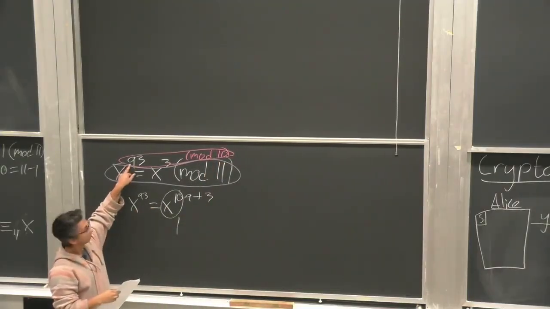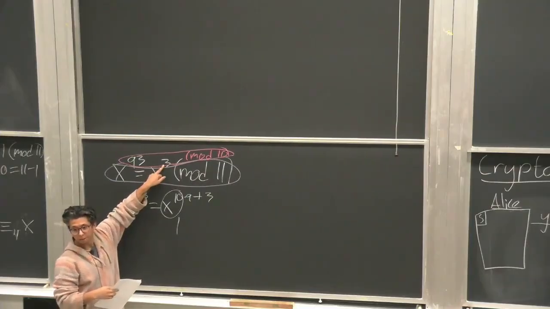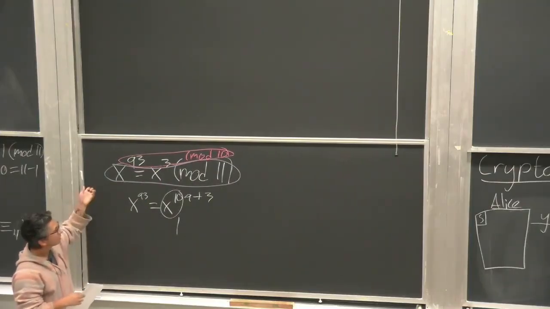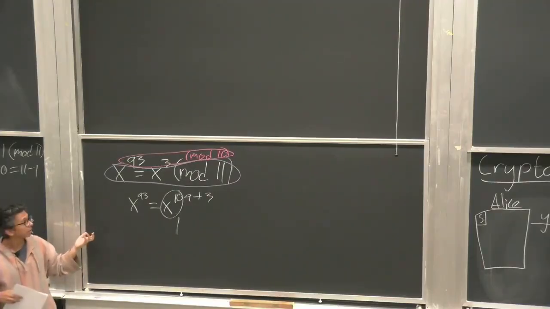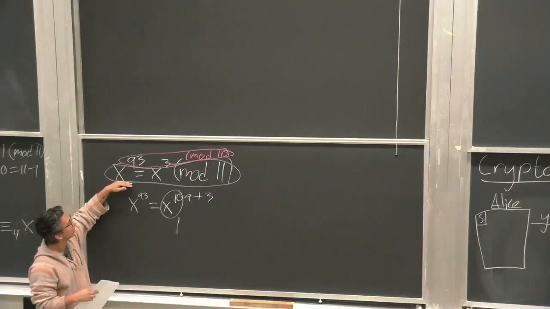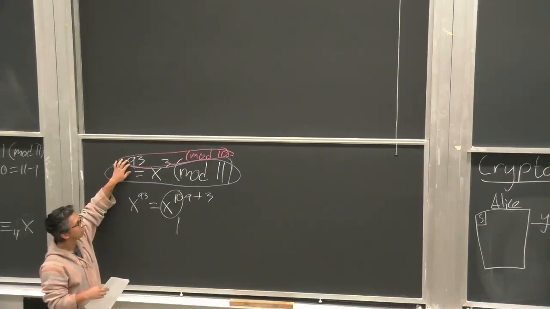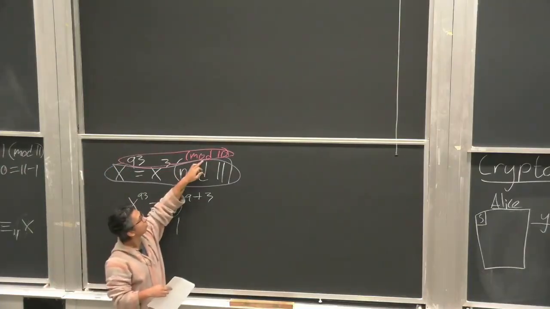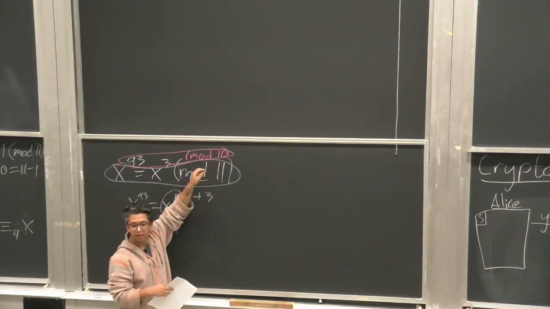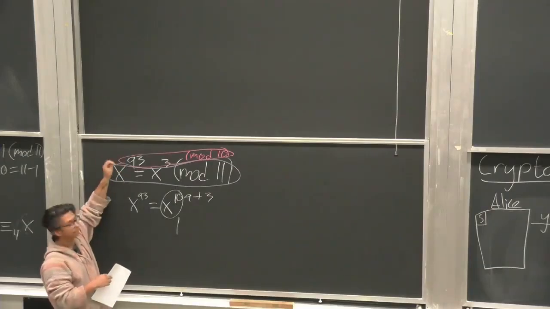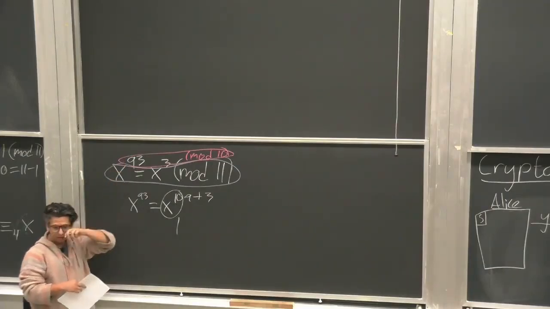93 mod 10 is 3. So this is the kind of crucial point to understanding how RSA works, that there's two moduli happening, and when we're trying to solve things in the exponent, by Fermat's little theorem, we're going to have p minus 1, which in this case, 11 minus 1 is 10.